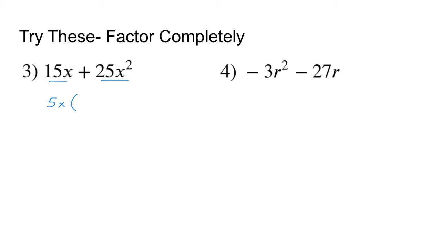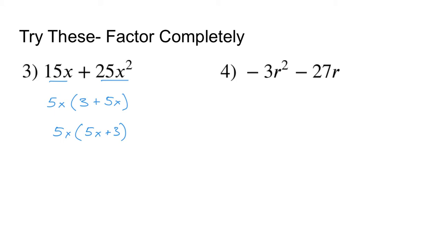So it's here. That would give me 3 here. And then plus what times 5x will give me 25x squared? 5x. Now, the only thing that I may do is switch that order inside the parentheses to put it in that order that we're used to seeing things. Let me fix that 3. There we go. Better.